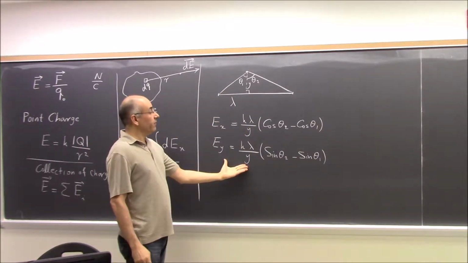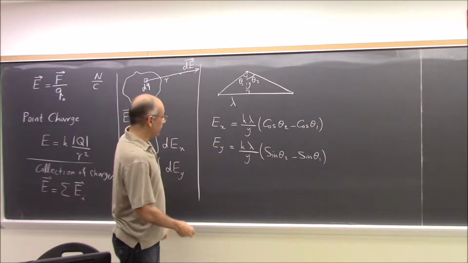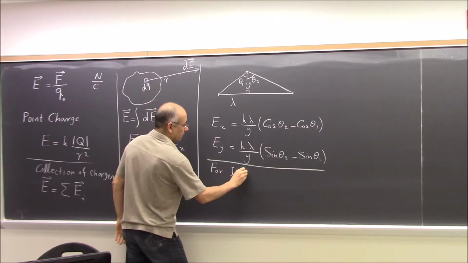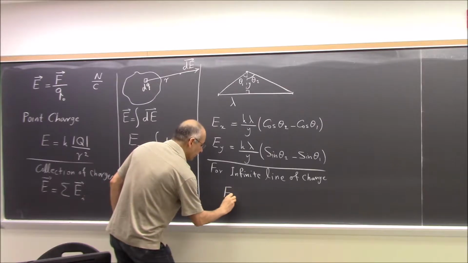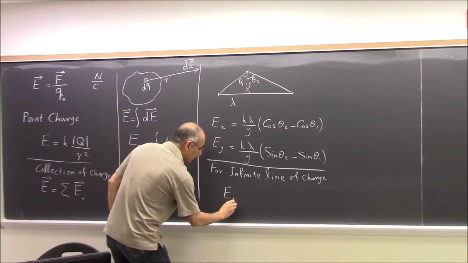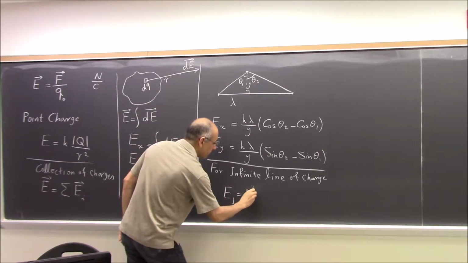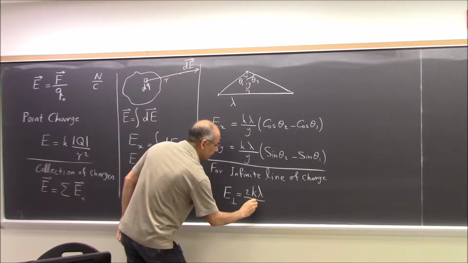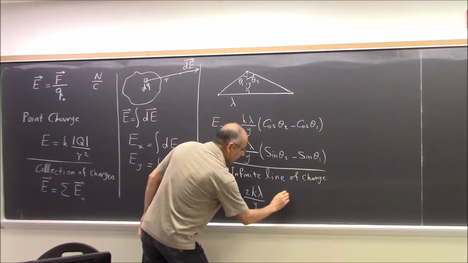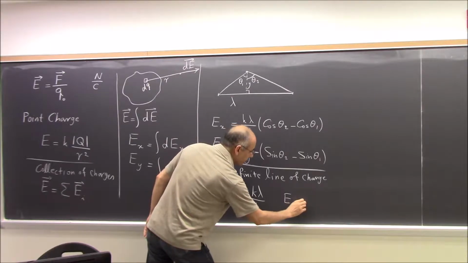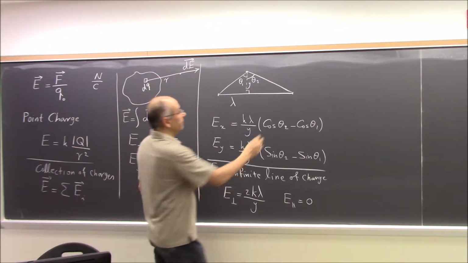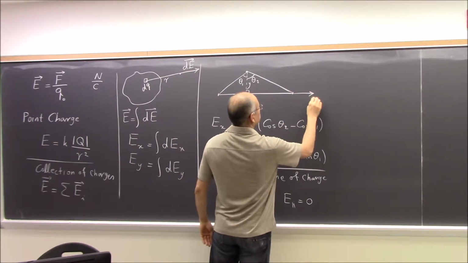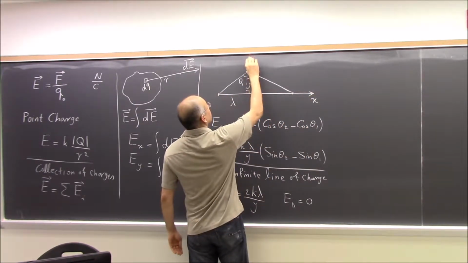And then if you apply it particularly for an infinite line of charge, then the electric field has only a perpendicular component. It will be 2k lambda over y. And the component parallel to the line will be 0. In this case, of course, we have a coordinate axis here, x and y.